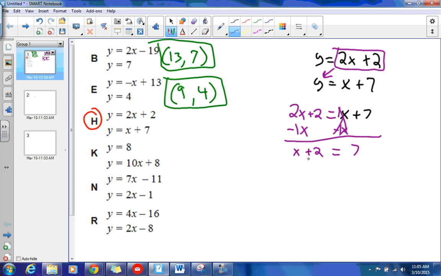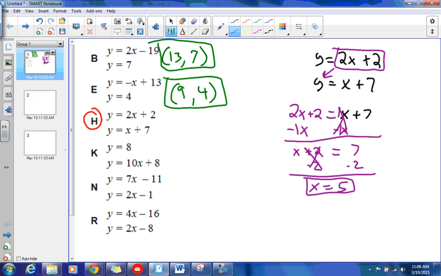And then the only other step, since x is already by itself, we have that 1x. We just have to subtract 2 from both sides, since it's plus here, to cancel out that plus 2. And x equals 5. Okay, that was the hard part.